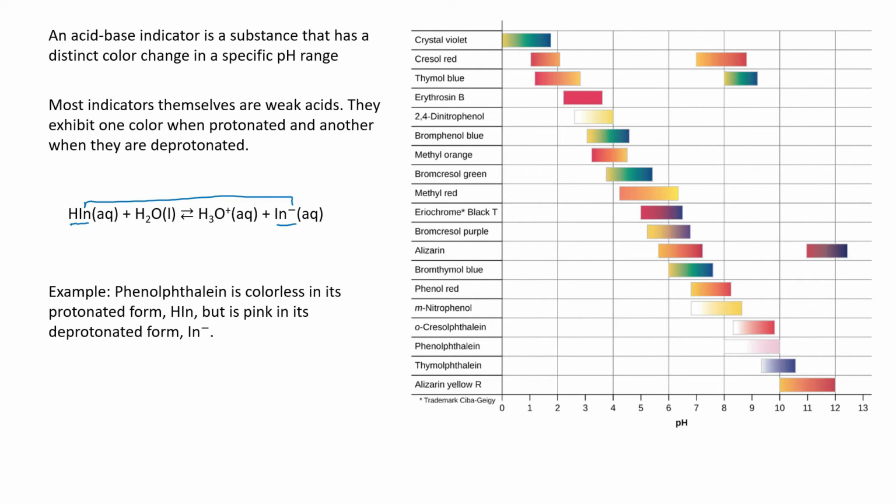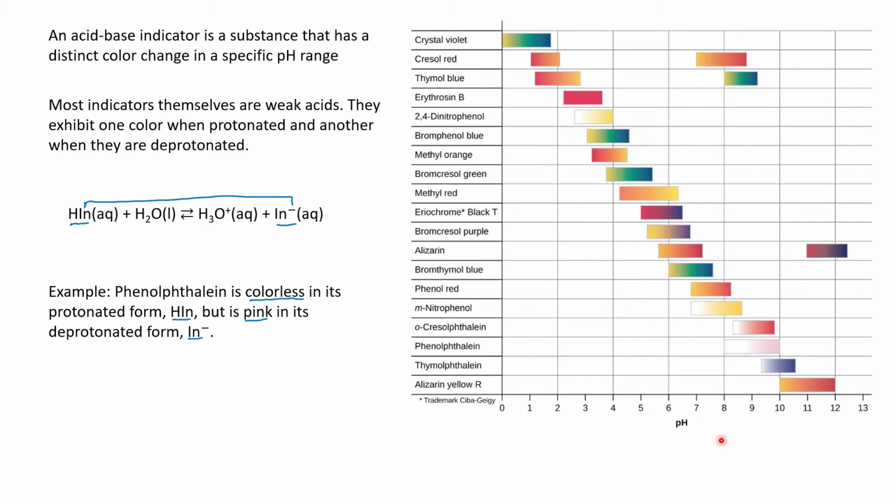So for example, a very common indicator is phenolphthalein. It is colorless in its protonated form, which is HIN, but it's pink in its deprotonated form, IN. So on my chart to the right, you can see phenolphthalein is down here, and you can see its color change in the specified pH range. And this just highlights that some indicators will change from one color to another, but this one goes from colorless to a color. Either way is fine as long as it changes and as long as it's in a specific pH range.